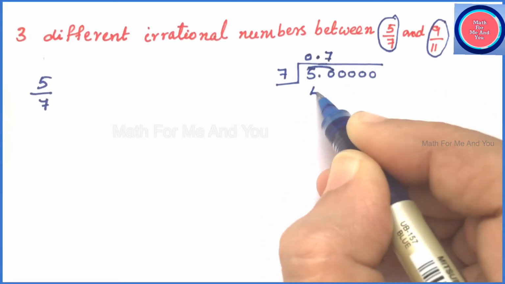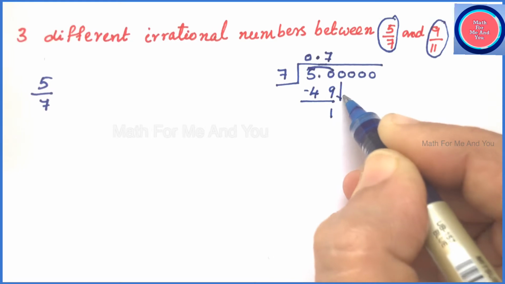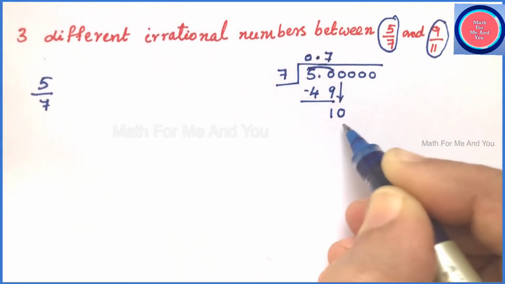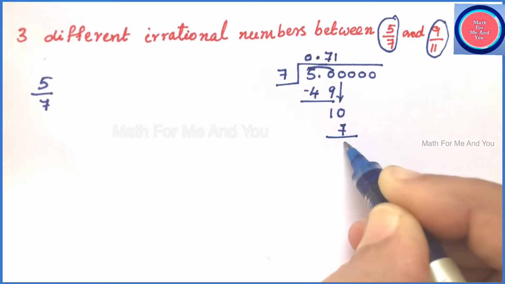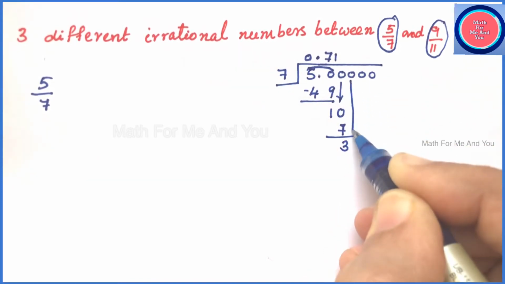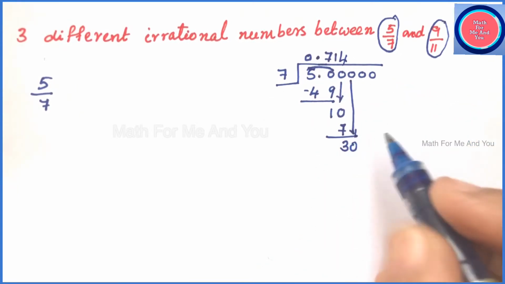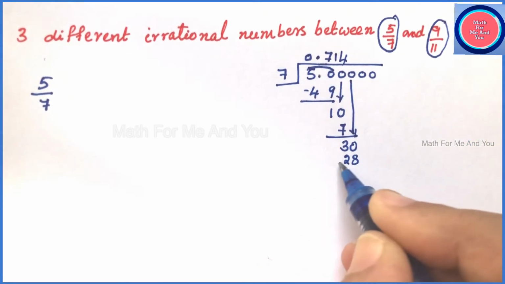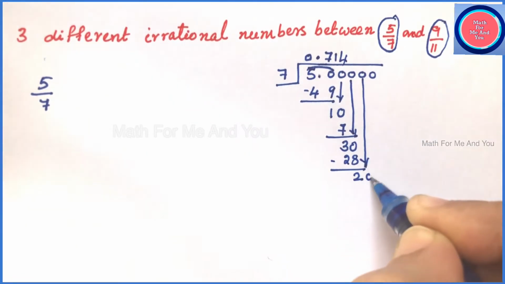50. 7 times 7, 49. Balance 1. Next 0 bring down. 10. How many times does it go? 1 time. 7. Balance is 3. Next 0. So the number becomes 30. 7 times 4, 28. And the balance is 2. 30 minus 28. We join 0 with the 2.